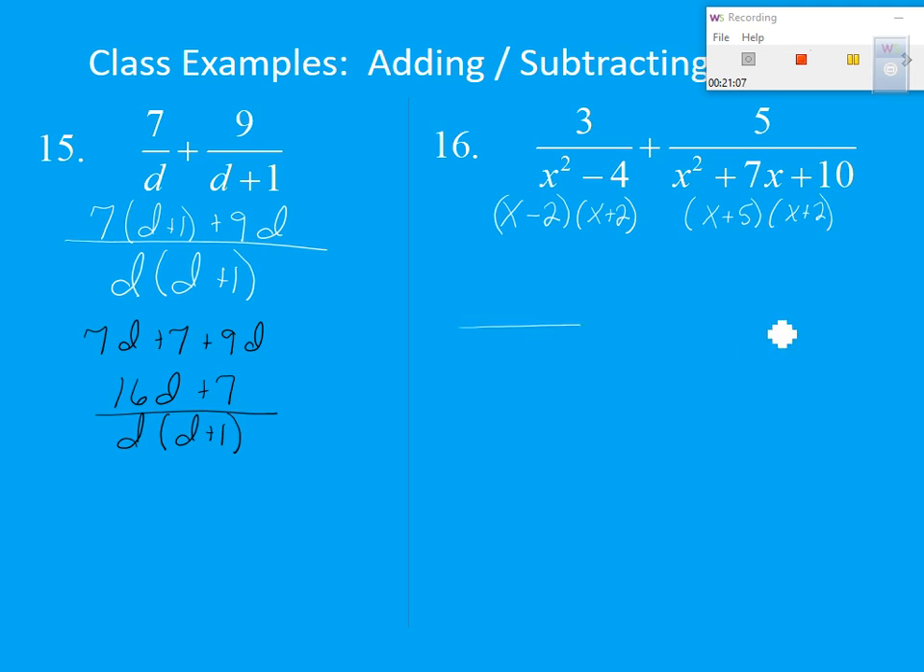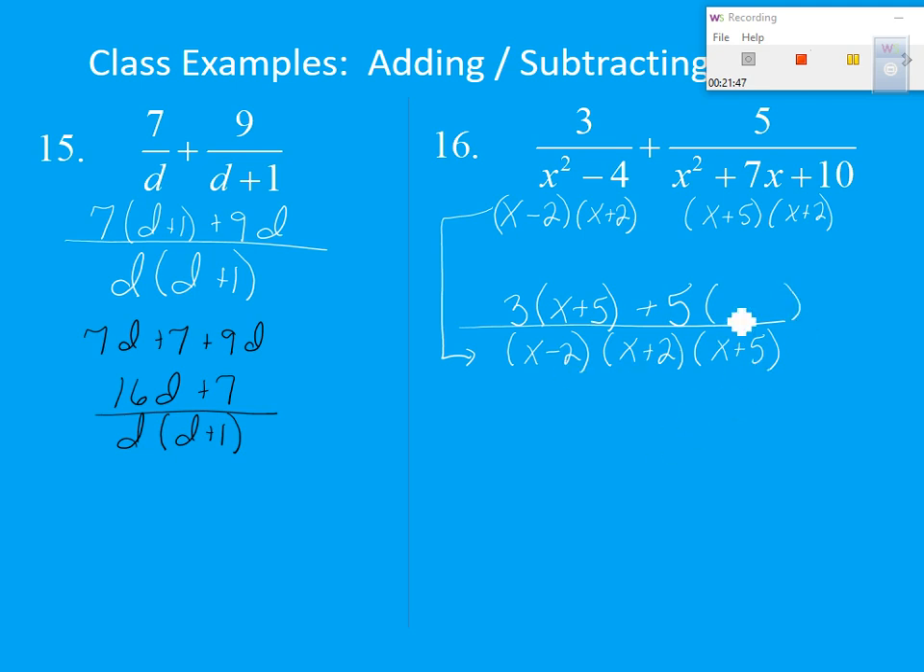Now, when you do your common denominator, I need to have an x minus 2. I need to have an x plus 2. I need to have an x plus 5. I need to have an x plus 2, but I already got it, so I don't need to write it again. Now, compare this denominator to this. Whatever you're missing is what you will multiply by the 3. So I've got a 3 times x plus 5 plus 5 times, looks like I'm missing the x minus 2.